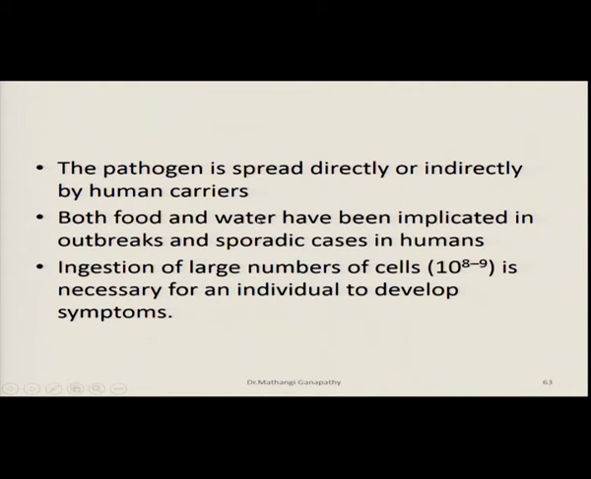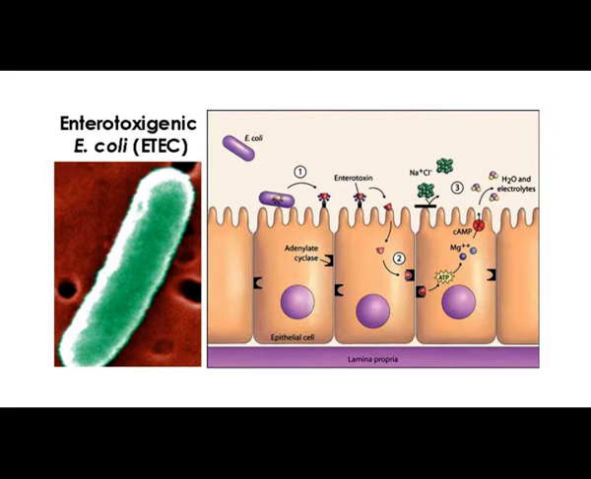The pathogen is spread directly or indirectly by human carriers. Both food and water have been implicated in the outbreak, and sporadic cases in humans. An ingestion of a large number of cells, 10 to the power of 8 to 9 cells, is necessary for the individual to develop symptoms.